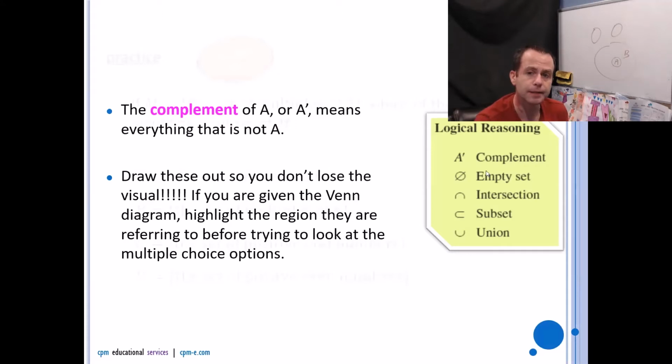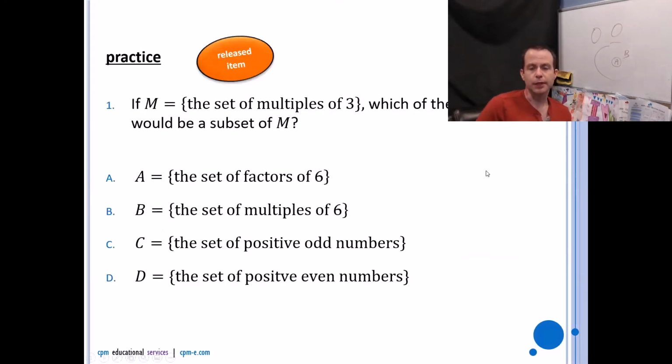All right, so here we go. If M is the set of multiples of 3, which of the following would be a subset of M? So which would be entirely in set M, okay? Well, the set of the factors of 6. Well, let's think about that for a sec. What are the factors of 6? We've got 1, 2, 3, and 6. Those are not all multiples of 3. Okay, so that set would not be entirely inside the multiples of 3 set.